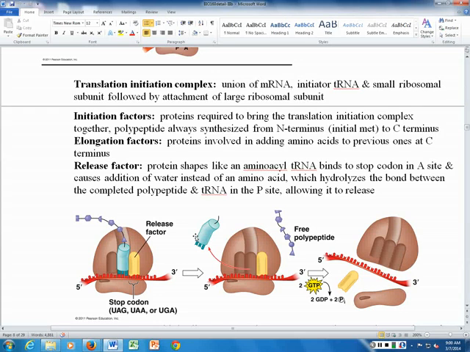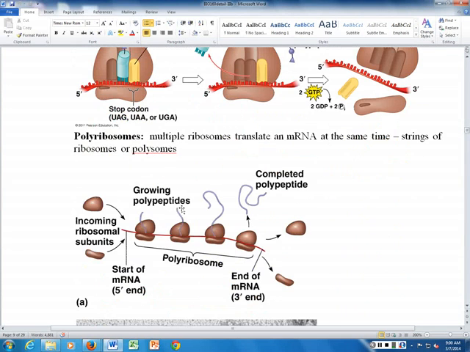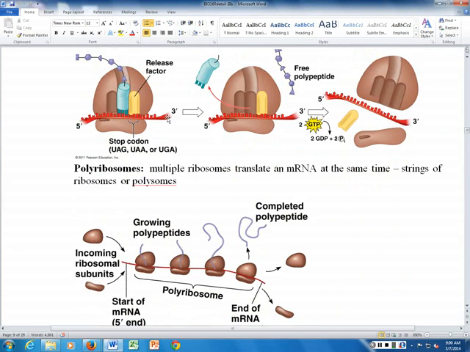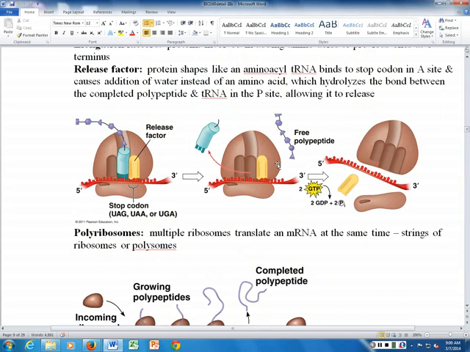And then at the end you've got release factors. So the protein, this is where it's going to basically come off, and then it will get folded up to go on its way with the release factors.